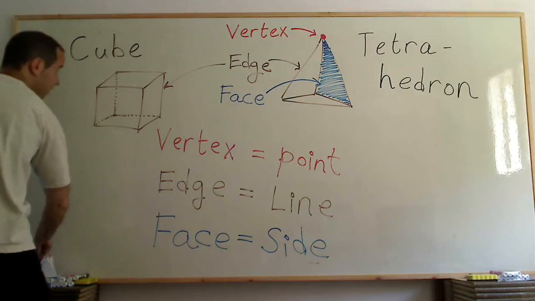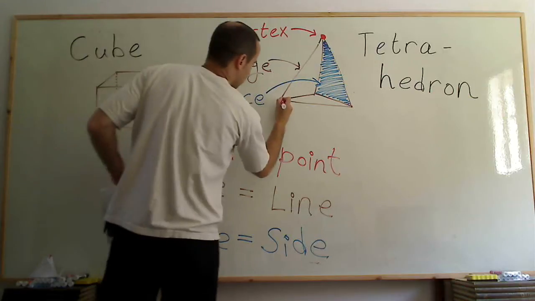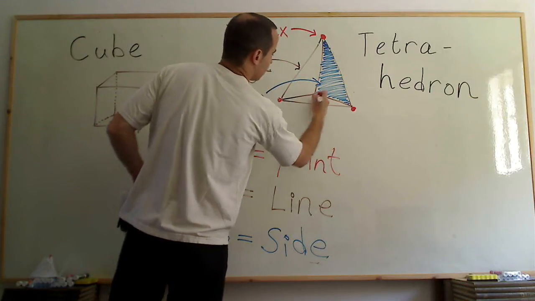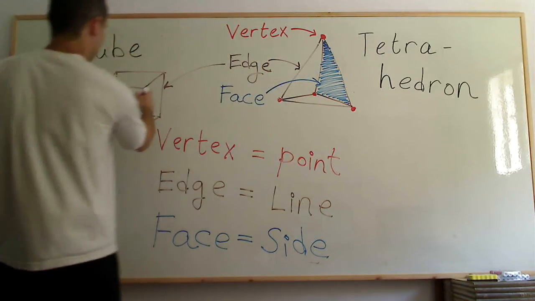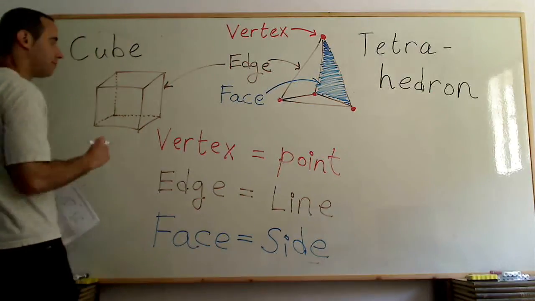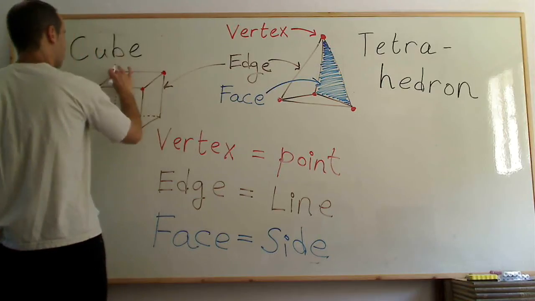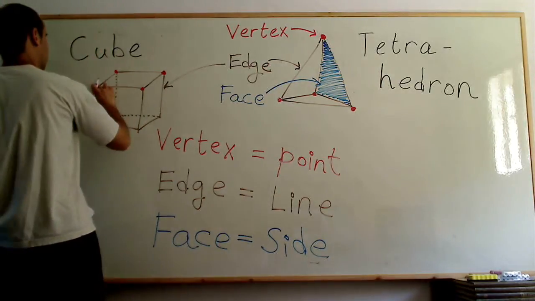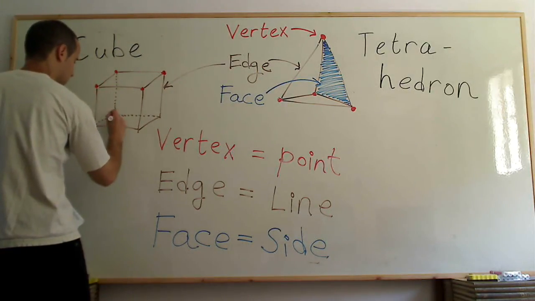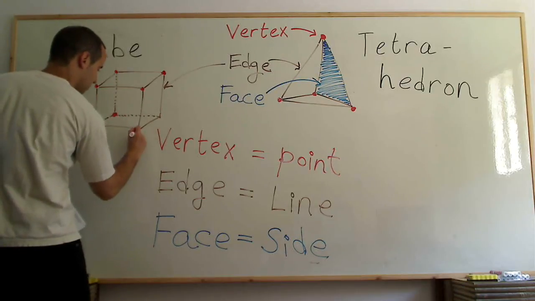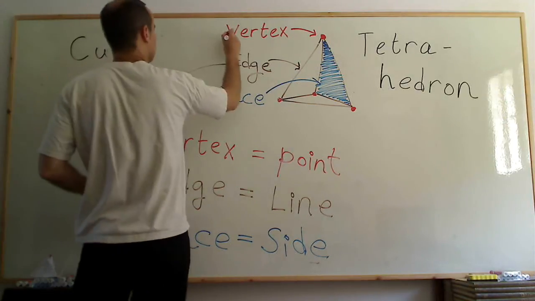How many vertices? Here there's one vertex, and vertex, and vertex. And how many vertices does a cube have? Let's count. 1, 2, 3, 4, 5, 6, 7, 8. So a cube has 8 vertices.